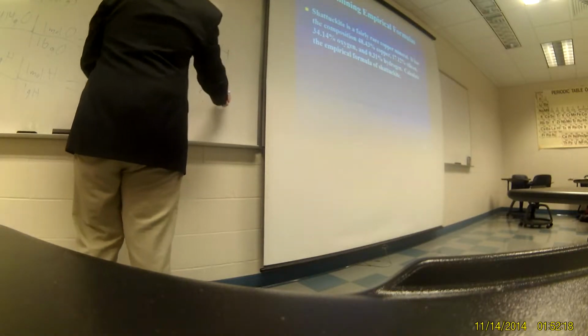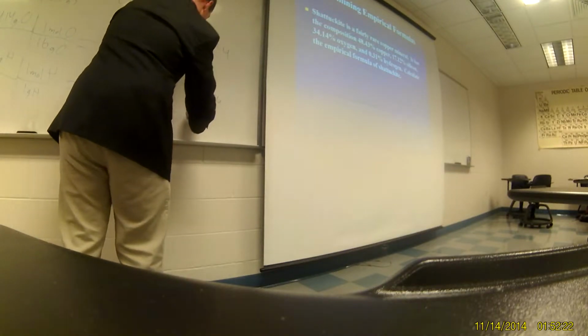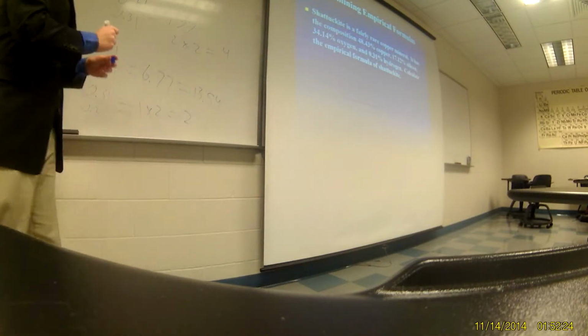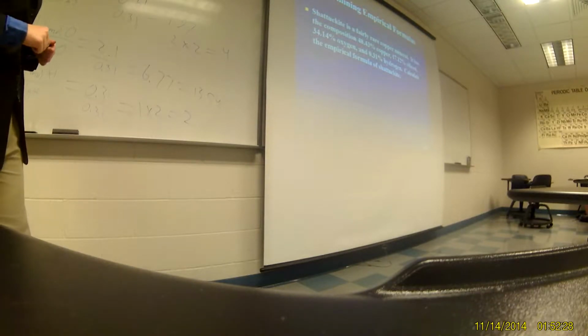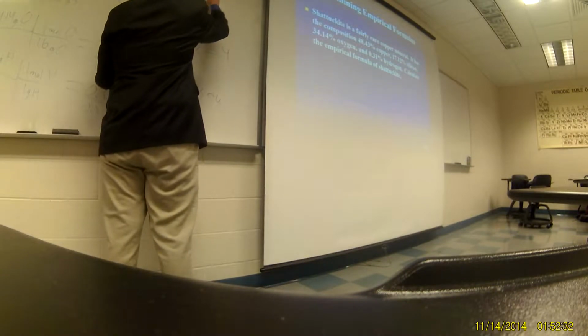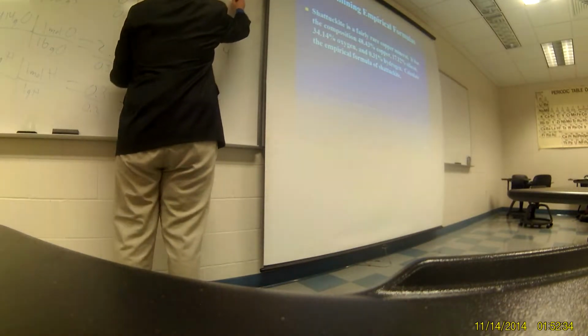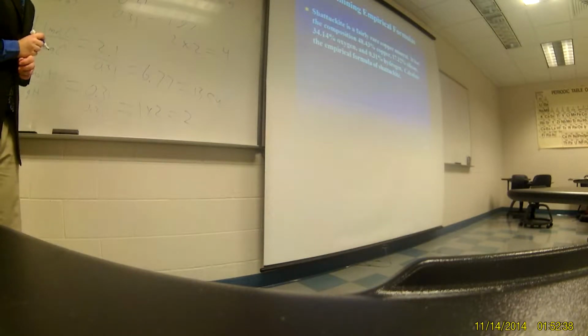I guess that's going to be a problem for us. And then multiply this one times 2 equals 2. Why did I make that one 5? 2.5 times 2 is 5. Why can't you just round the 6.77 to 7?